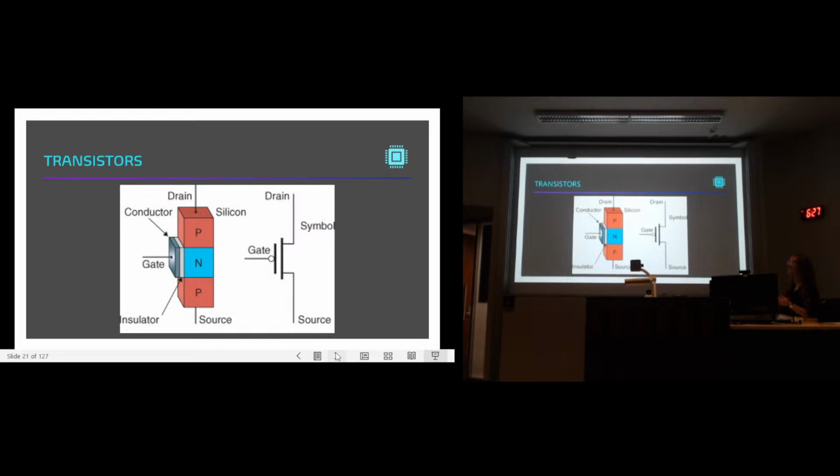Okay, you can tell me at the end of this section. Has anyone else got any questions? Please, if you do, let me know. Okay, wonderful. So that's the basis of a transistor.